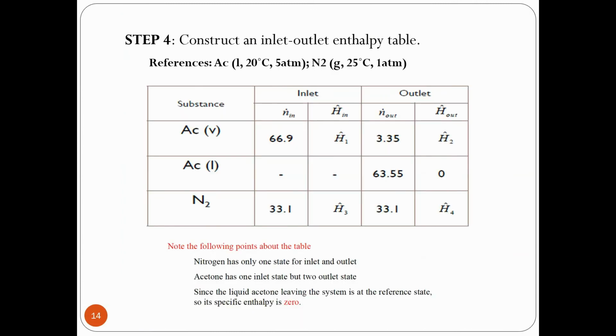So at step 4, you need to construct inlet and outlet enthalpy tables. What you need to have in these inlet and outlet tables is to list down all these flow rates. Here, the example involves mole rates, right? In mole per second. So you need to fill in the mole rate and also the specific enthalpies for each given substance.